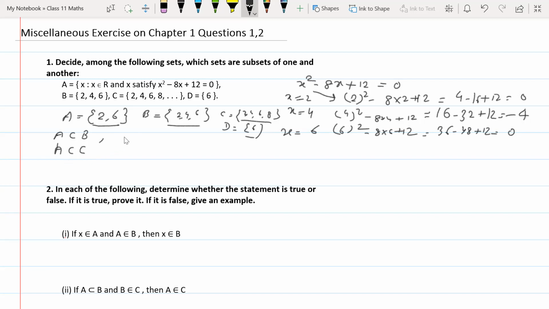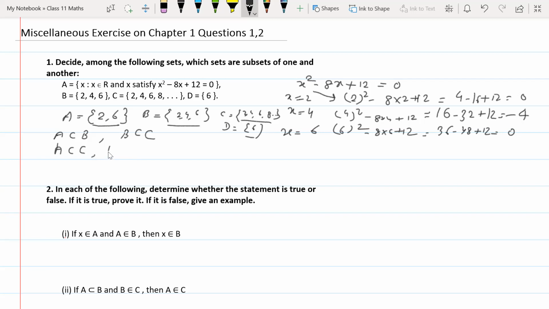B is a subset of C. The elements 2, 4, 6 are in set C. It means C consists of all of the elements of B and its own elements 8 and onwards. So we can state that B is a subset of C. C is not a subset of anybody because it has more elements than the other sets.